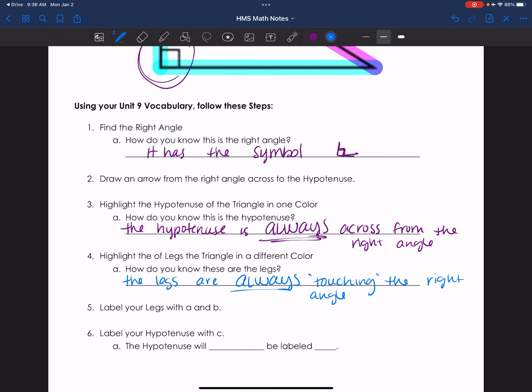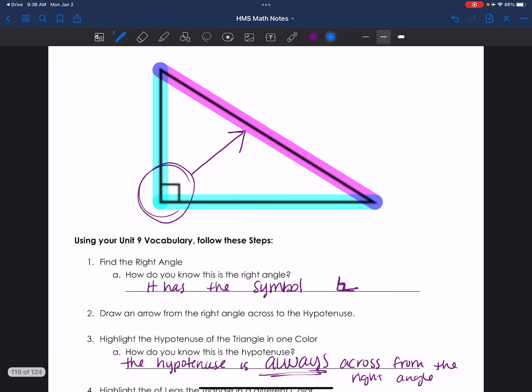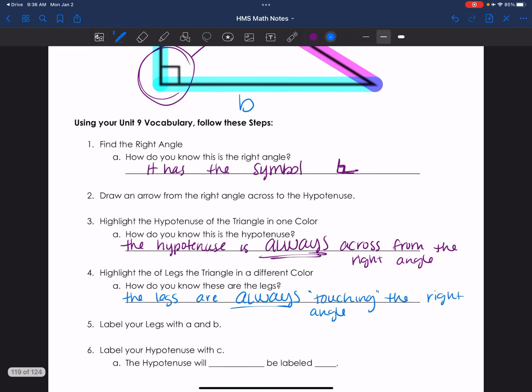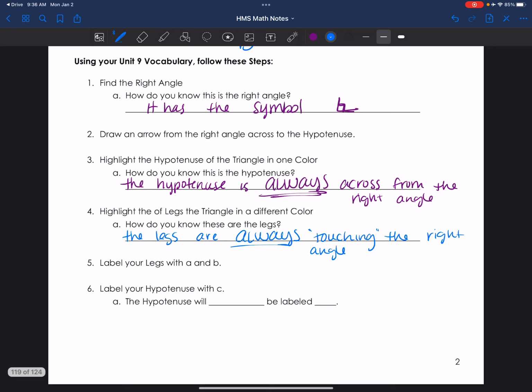All right, number five, we're going to label your legs A and B. Oh, we didn't label our hypotenuse, C. And then my legs A, leg B. No, it doesn't matter. You could have done B and A. Label hypotenuse with C. Oh, we just did that. The hypotenuse will always be labeled C, which we know to be the longest side.